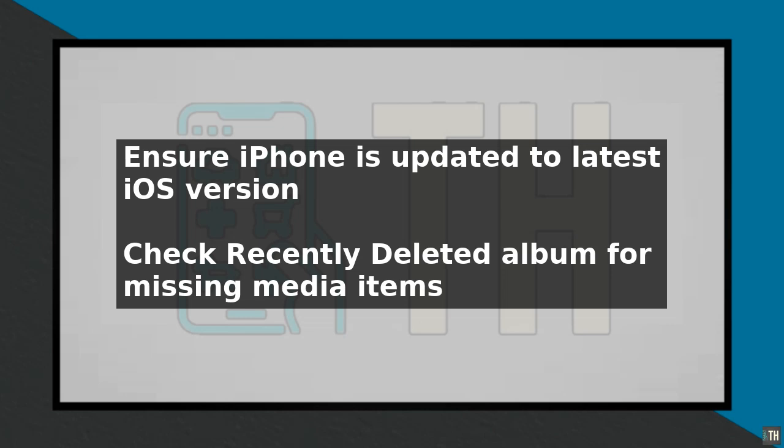First, check the recently deleted album in the Photos app, as any deleted photos or videos are stored here for 30 days before being permanently deleted. If the missing photos or videos are in this album, you can easily recover them by selecting the items you want to recover and tapping Recover.